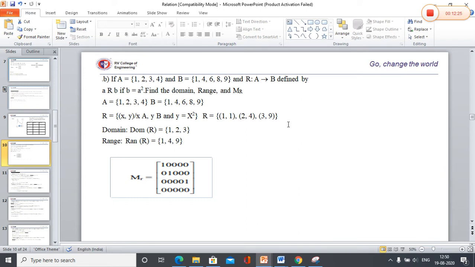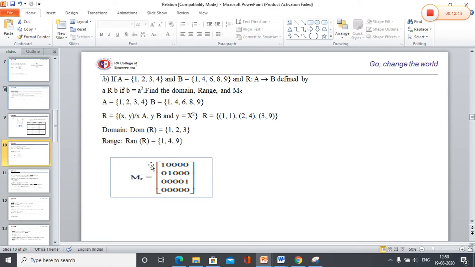So 1, 4 and 9 are the second elements, so that will be the range. Now for the same relation, if I have to represent it in matrix form, how will I do it? See, in matrix form, here A has 4 elements, that means 4 rows are going to come. B has 5 elements, so 5 columns are going to come.